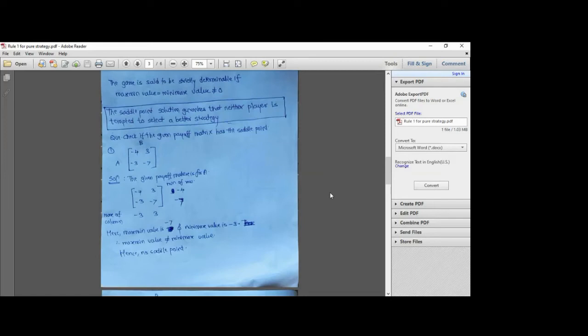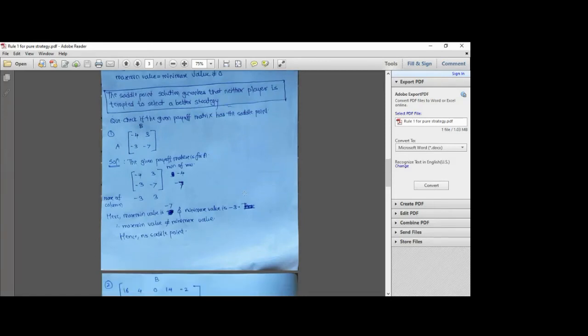So I've taken some examples for explanation. Now, how can we identify the saddle point? Here, this is the given matrix for us. Firstly, we are going to find out the minimum of each row, and we are going to find out the maximum of each column.